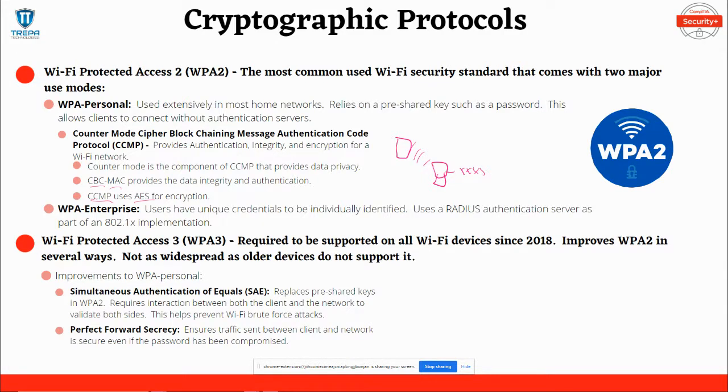WPA3 is the newer version of Wi-Fi Protected Access and is required for all new Wi-Fi devices. WPA3 improves on WPA2 by providing brute force protection by implementing SAE, or Simultaneous Authentication of Equals. WPA3 will provide perfect forward secrecy and ensures client and network traffic is secure even if the Wi-Fi password is compromised.